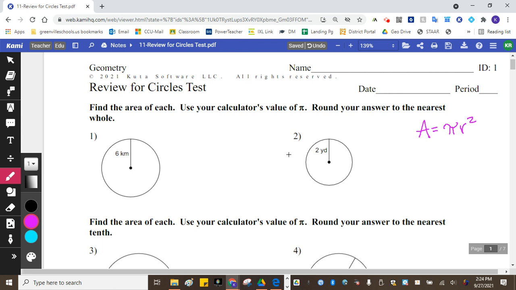Here is our radius of 2. So I plug it in. Radius equals 2. We're solving for the area. All right, so r is 2. That's 2 squared is 4. Plug that in the calculator. If you don't have your calculator, you need it.